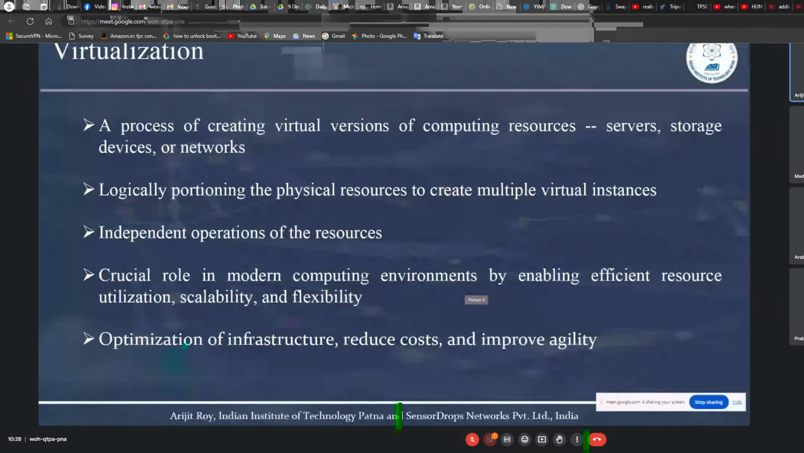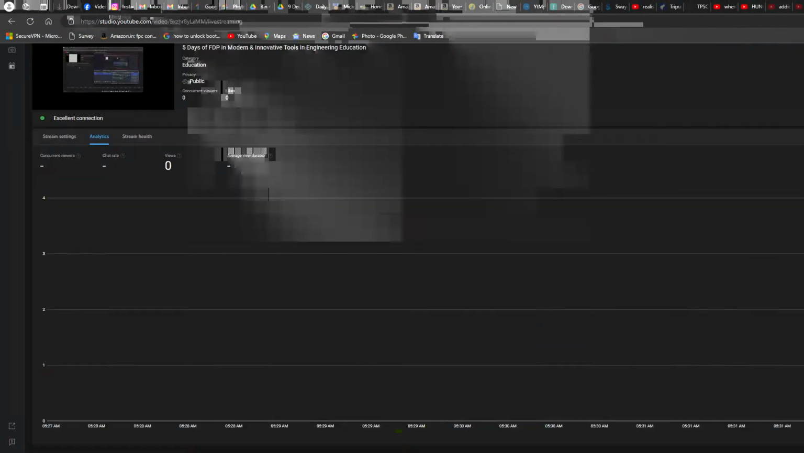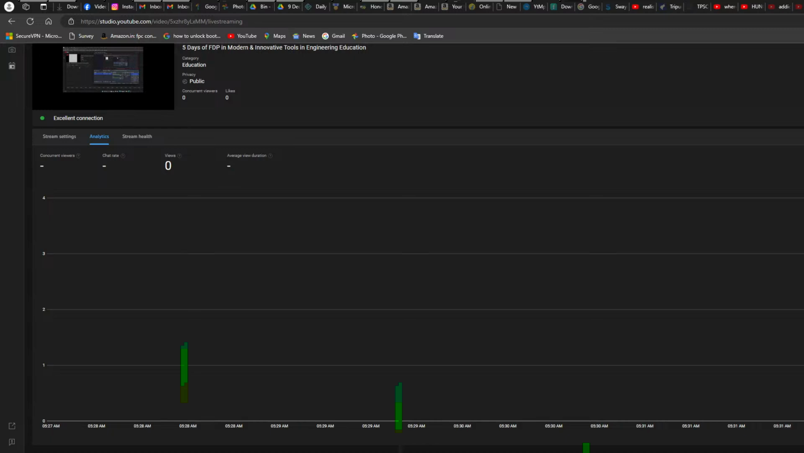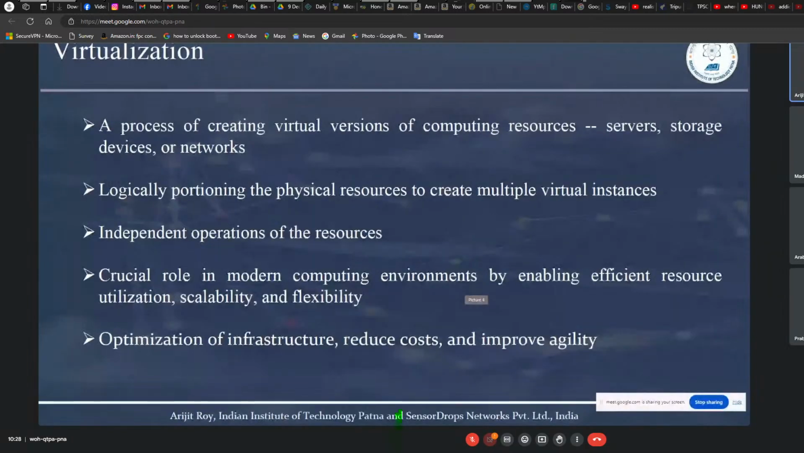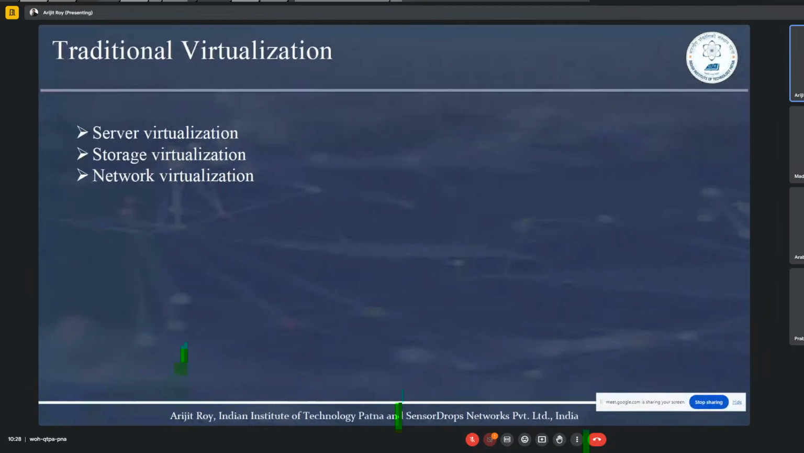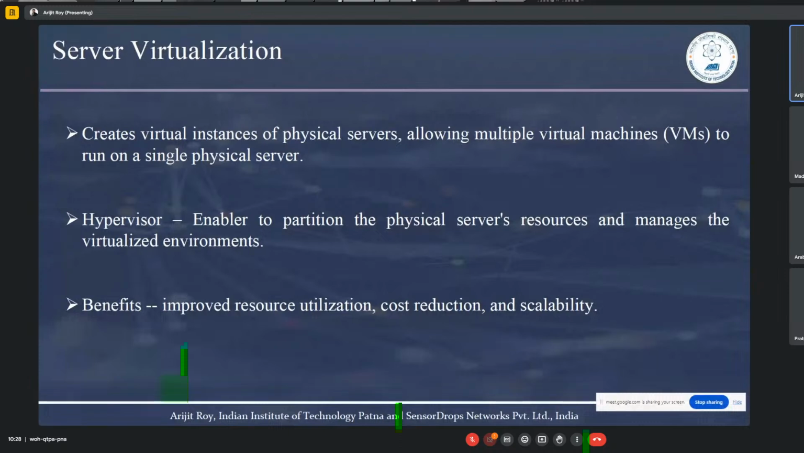Or the better utilization of the resources, and the resources can be scalable, and there may be more flexibility. So optimization of the infrastructure, ultimately what we are getting is optimized infrastructure, reduced cost, and improved agility. Traditional virtualization, we know these things: server virtualization, storage virtualization, and network virtualization. Okay, so these three things are there.